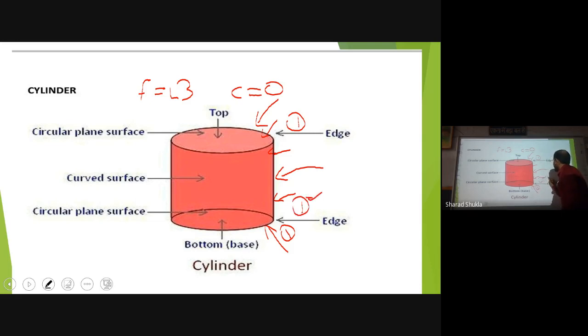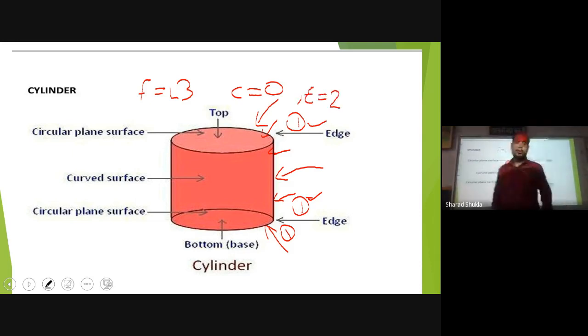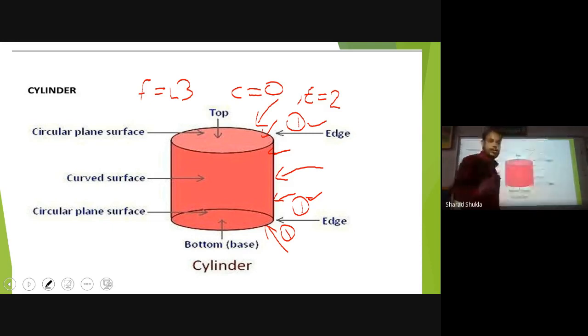Then 1 plus 1 is equal to 2. How many edges? 2 edges. Edges is equal to 2. Okay? So we found the faces, corners and edges of the cylinder. Clear? Next.